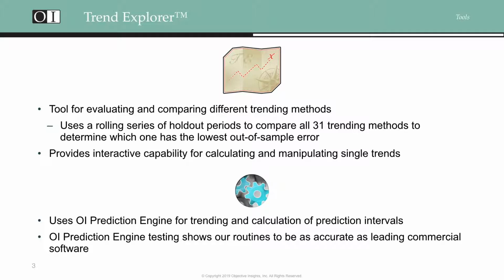In addition, there is an ability within the Trend Explorer to look at all of those 31 methods at the same time and see which one of them has the lowest error, so that you can see which one is working best. So you can use the Trend Explorer in either way: to look at a trend in more detail, to calculate and manipulate single trends, or to compare all 31 different trending methods at the same time.